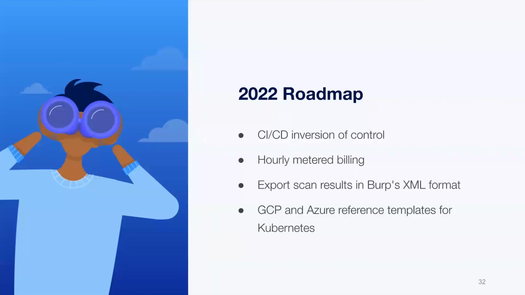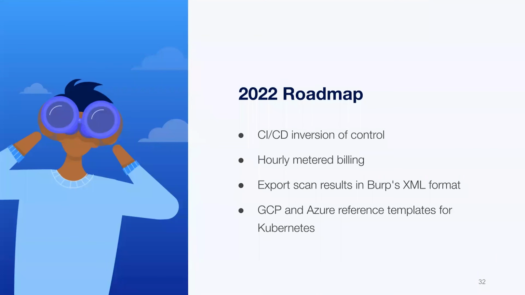And now we'll be rounding this session off with a quick glimpse as to what is left for our 2022 roadmap. So our roadmap is made public on our website. There's a great blog post that documents all of our roadmap items that have been added and are a work in progress for both Burp Enterprise Pro and Scanner. However, I've picked out a few things from our Burp Enterprise roadmap that I know some of our customers will be interested in. So first up, we have CI/CD inversion of control.